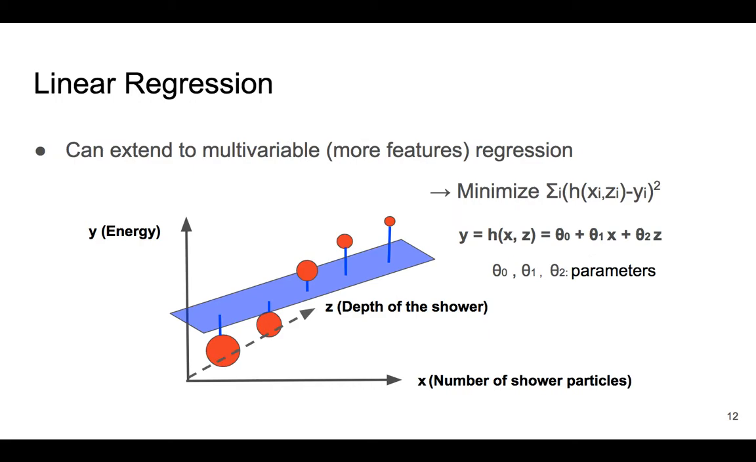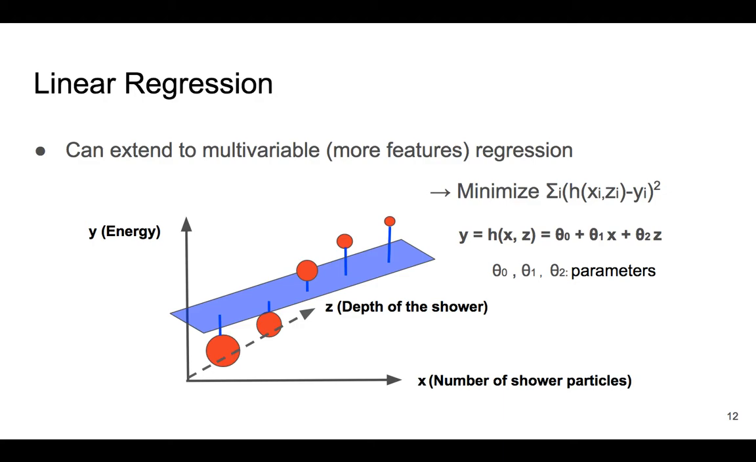However, most of the time, the target may depend on multiple features, and thus we want to do a linear regression with multivariables. For our physics case of energy regression, the energy of the particle may also depend on the depth of the shower, the length that the particle can penetrate through the calorimeter. So let's plot the energy versus the number of shower particles and the depth of the shower on a 3D figure.